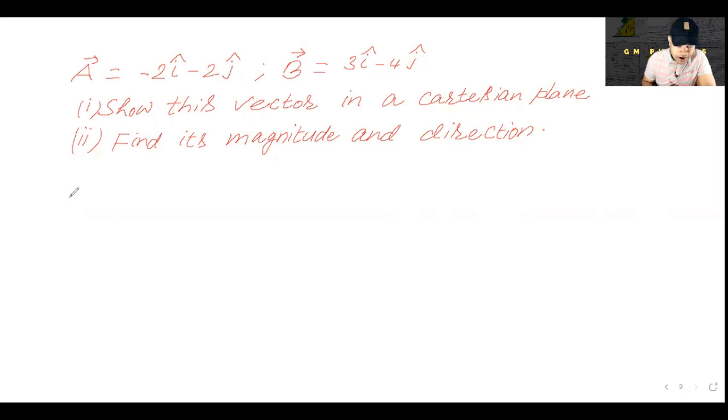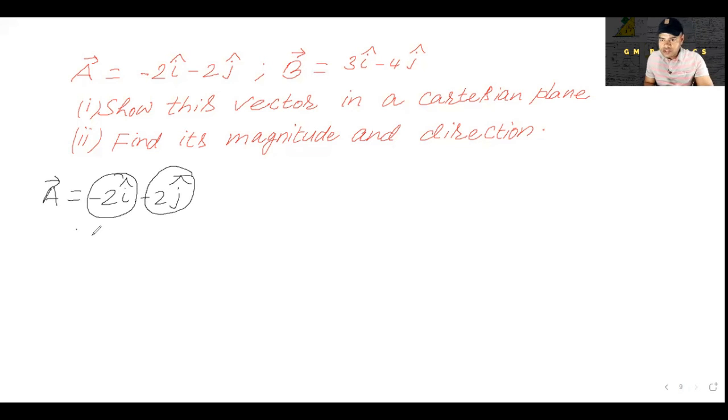First of all, I'm going to show vector a in the Cartesian plane. A vector is minus 2i minus 2j, right? What does it mean? This quantity represents the x component of the vector. This quantity represents the y component of the vector. So minus 2 i cap means 2 along minus i cap, because 2 is the length of that projection, that image of the vector along the x-axis. So we can write it more clearly as 2 along minus i cap plus 2 along minus j cap.